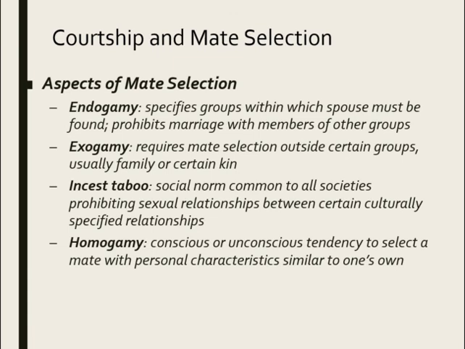So you have endogamy. This specifies groups within which a spouse must be found. It prohibits marriage with members of other groups. So you want to keep everybody together, right? You want to marry within your group, whatever group that is.